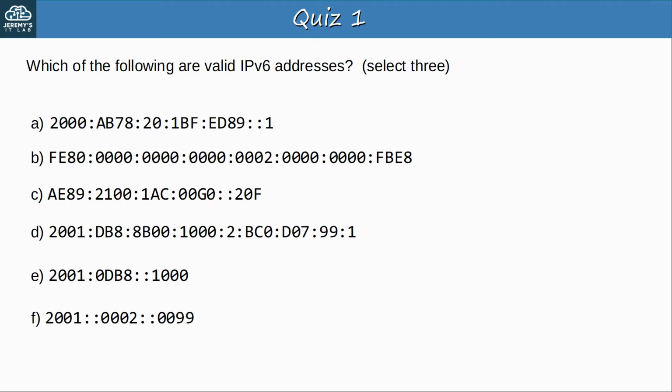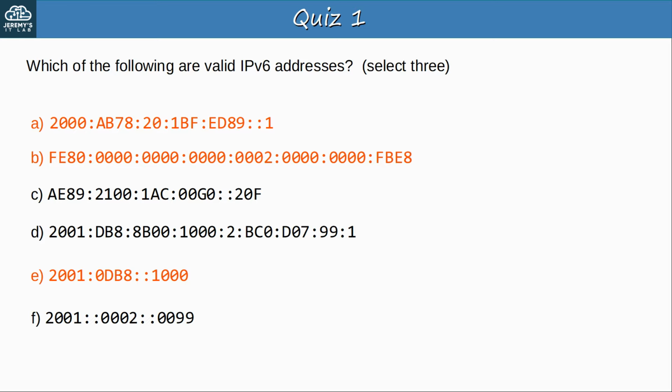Okay, let's check the answers. The valid IPv6 addresses are A, B, and E. Why is C invalid? It has a G in the 4th quartet. IPv6 addresses use hexadecimal, which only includes 0 to 9, and A, B, C, D, E, and F. Why is D invalid? It has 9 quartets.